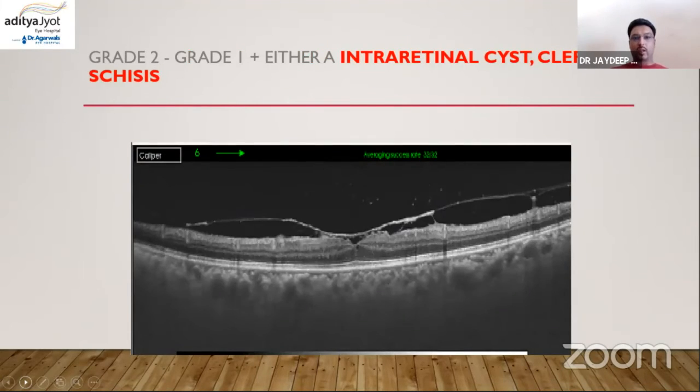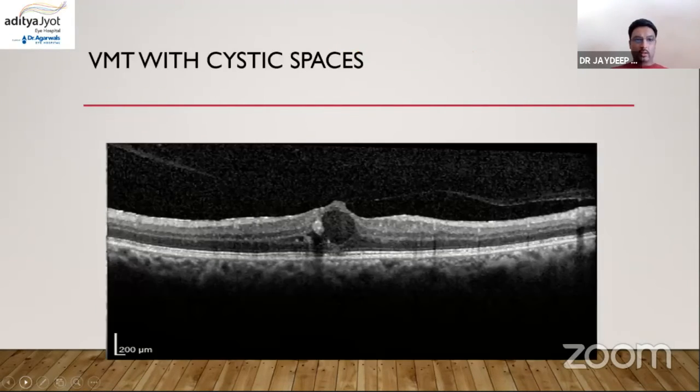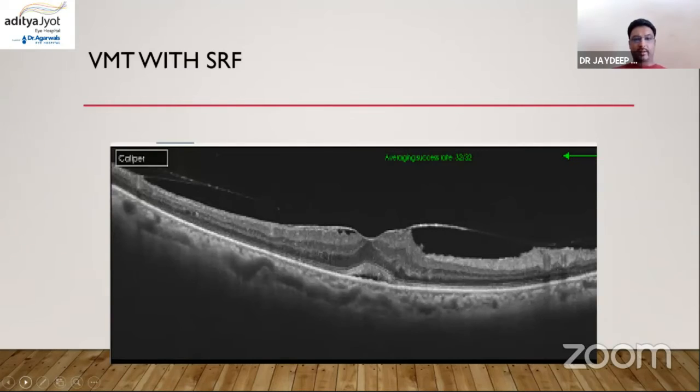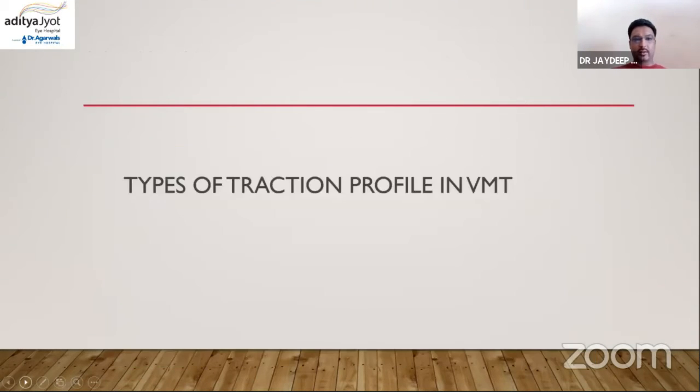Grade 2 is grade 1 plus some kind of intraretinal cyst, cleft or schisis formation, with VMT with cystic spaces. So that was grade 2. Then comes grade 3, which is grade 2 plus some subretinal fluid resulting from neurosensory elevation of the retina from the RPE at the fovea. So this was how they graded it in 3 grades.